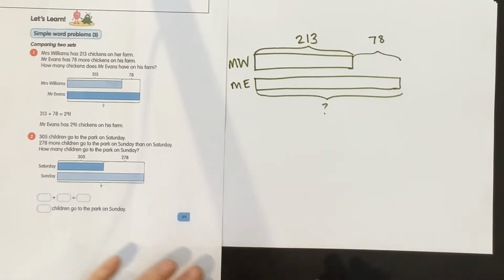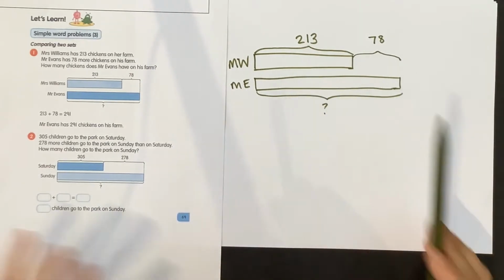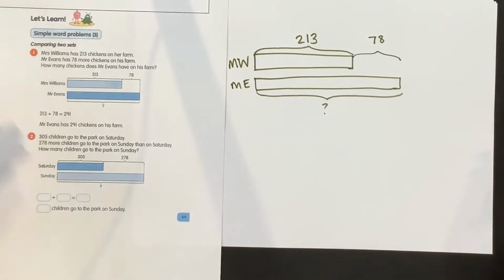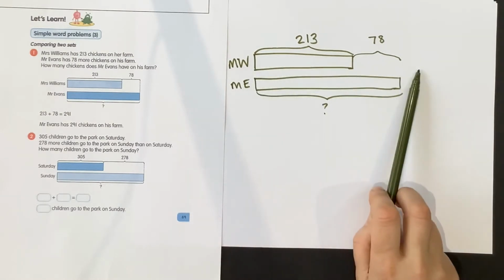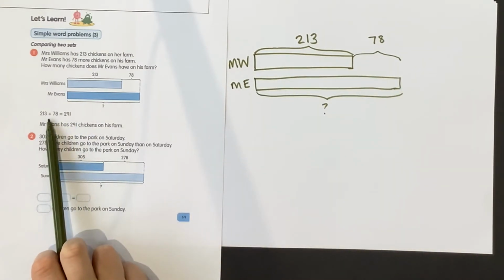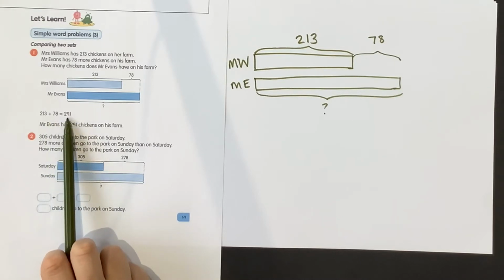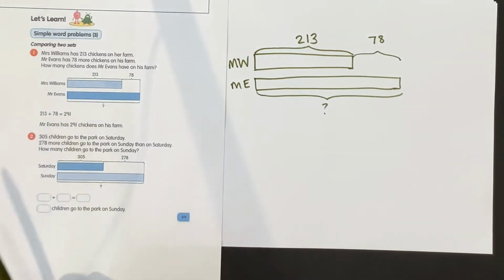So we've started, we've drawn the bars, we've labelled everything we know. Now, look at the bars. What calculation are we going to do to work out the question mark? Well, you can see you're going to add those two together. 213 add 78 is 291. Mr. Evans has 291 chickens on his farm.